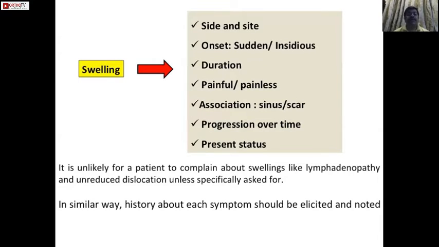Next symptom, which might not come out from the patient straight away unless you probe and get it out, if your history is pointing towards such a thing: a swelling. We need to know the side. We need to know the onset in relation to the other symptoms. We need to know the duration, whether it is painful or painless, whether it is associated with a scar or a sinus, and what is the progression over time and what is the present status. So the ODP continues in the various symptoms. In a similar way, history about each symptom should be elicited and noted.